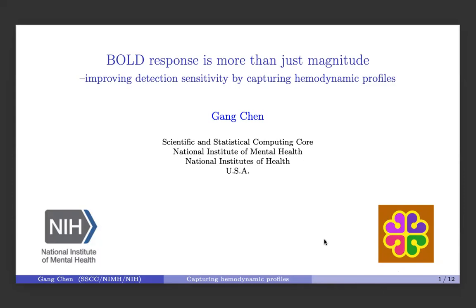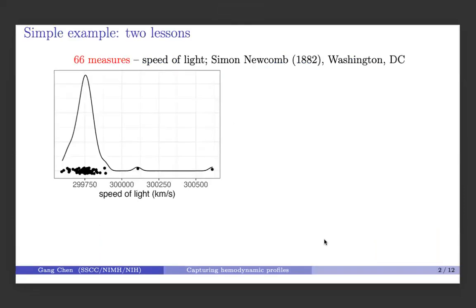In this talk, I'm going to discuss how to improve detection sensitivity by estimating hemodynamic response shape instead of adopting canonical HRF. Let me start with some data unrelated to fMRI. We have 66 data points for the speed of light. As you can see by the histogram, most of the data points are clustered, but there are two outliers. How do we estimate the speed of light with those 66 data points?